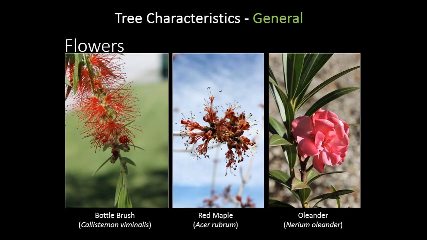Some trees that are more like red maple has really pretty flowers, but they're very small, and you have to get up really close to see them. But when you do see them, you can see the red structures give the species its name. And then oleander has a very complex flower compared to many trees, and it's one of the defining traits for the species and why people plant it.